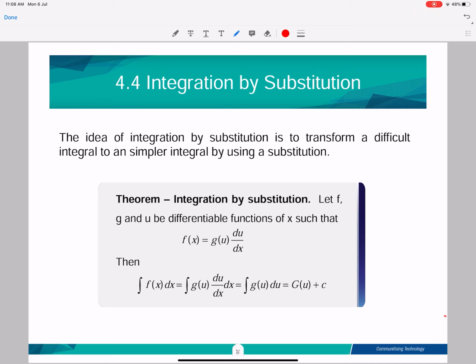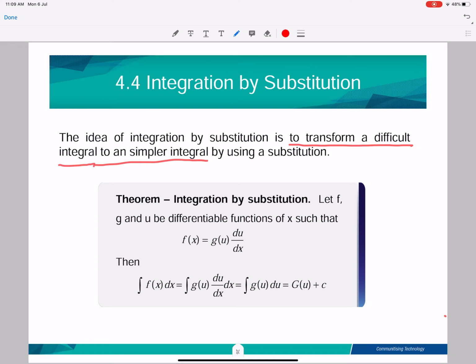In this lecture video, we want to look at topic 4.4, integration by substitution. The idea of integration by substitution is to transform a difficult integral to a simple integral by using a substitution. Remember, the key thing is we want to transform a difficult integral to a simple integral by using a substitution.